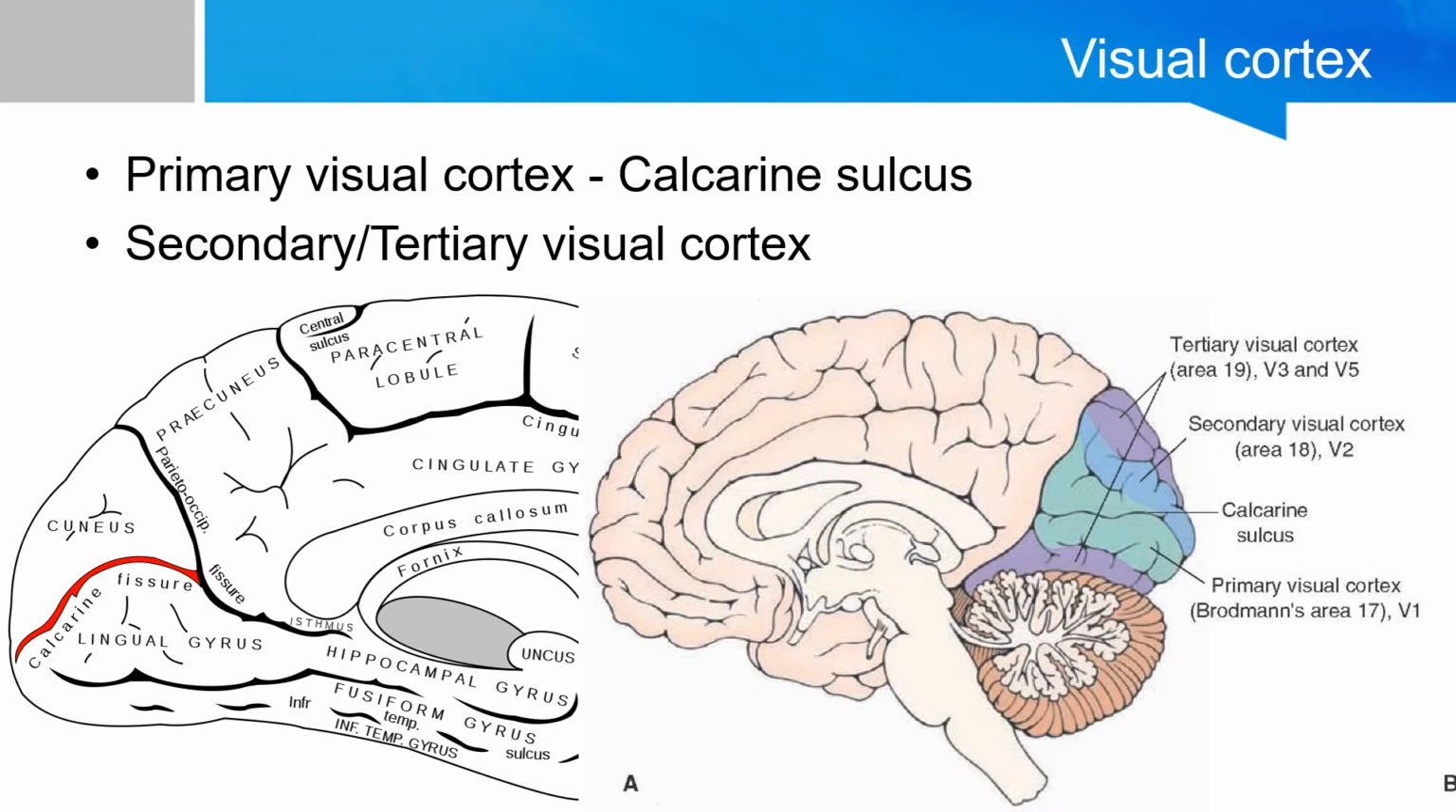Now recall the band of Gennari, or the striae of Gennari, that was covered in the neocortical layer video, and you can find more information about this in that video. But in short, it is basically the myelinated fibers of the optic radiation that enter this area in layer 4 of the gray matter cortex. And this is what gave the visual cortex its striated appearance on brain sectioning.